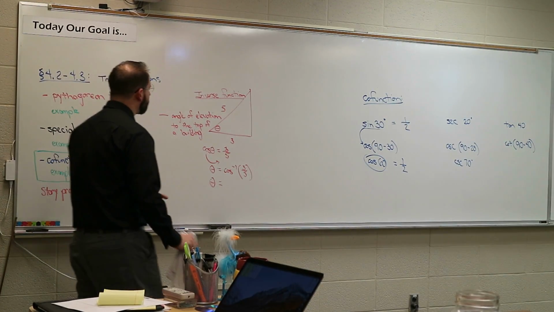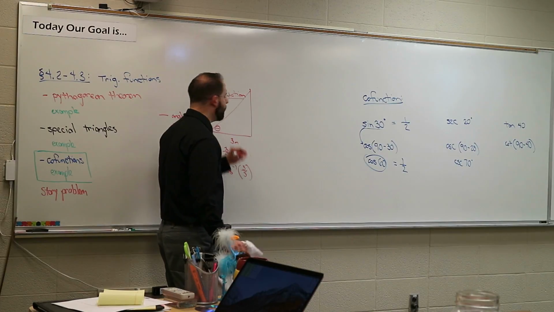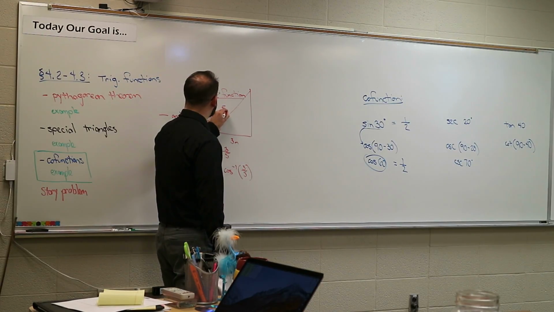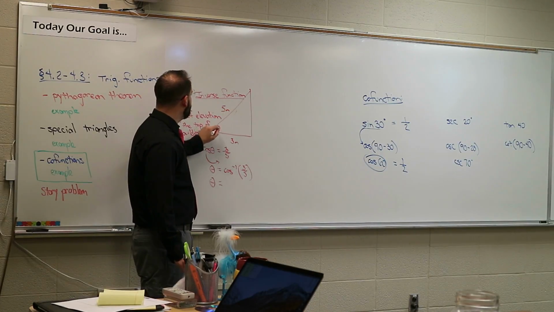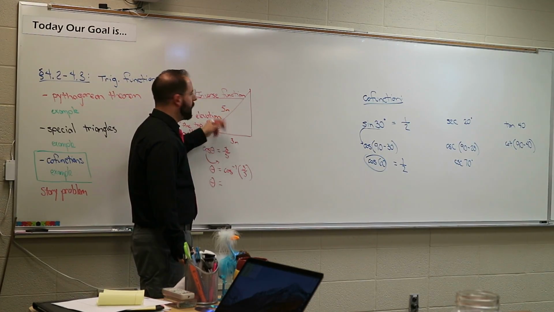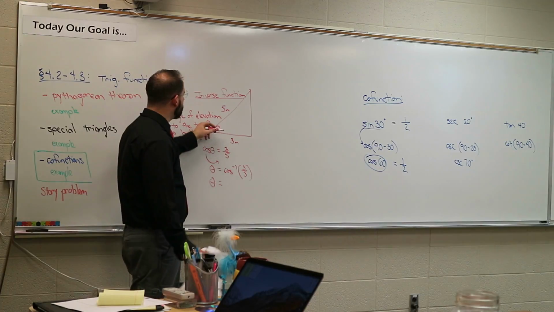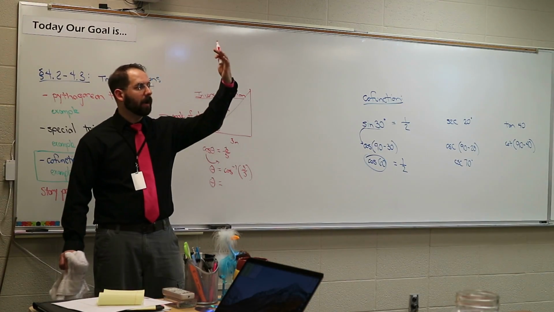So maybe this is 3 meters. You're saying 3 meters from the building. The ladder you're using is 5 meters long, and that's the ladder going up to the top of the building. And you want to find the angle that you're making with the ground and the ladder. So that's called an angle of elevation. So looking up in the air.